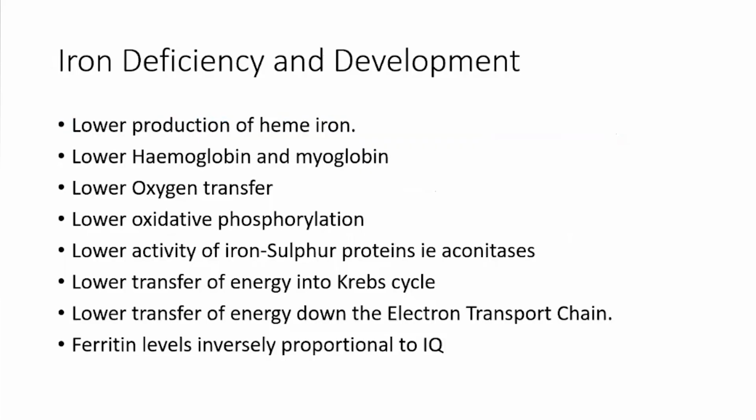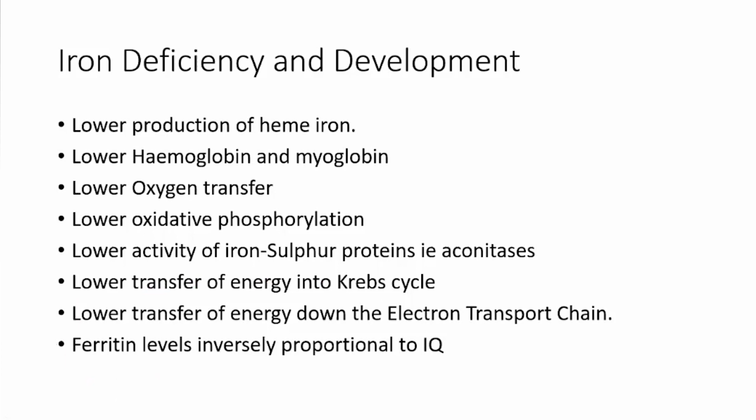So what does iron deficiency do? Well, you have a lower production of the heme iron, a lower production of hemoglobin and myoglobin, therefore lower oxygen transfer and lower oxidative phosphorylation, i.e. lower energy. Then you have the lower activity of these iron sulfur proteins. So that then means that you're not getting as much energy into the electron transport chain anyway. And then in the electron transport chain, there are a number of iron proteins or heme-containing proteins in there, and there's less of that.